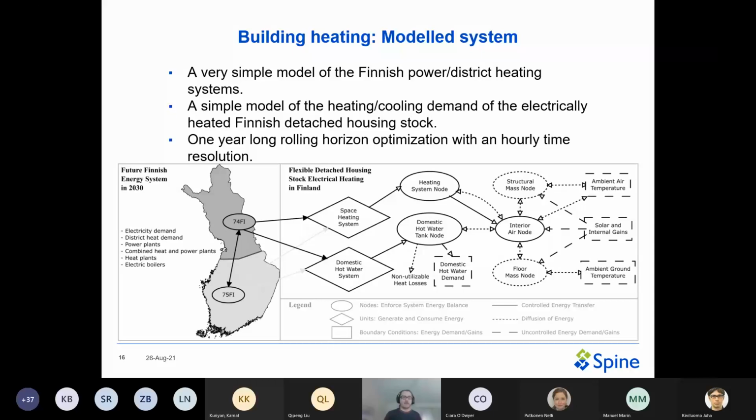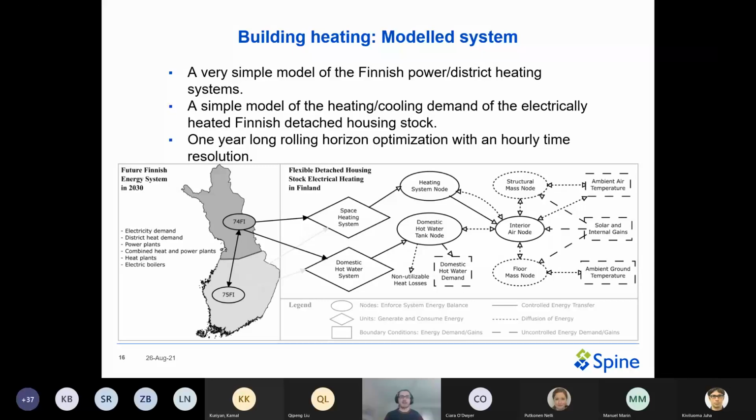So basically, what's on the rightmost edge of the figure is what depicts the building heat demand dynamics. And what we have in the middle here is the simple depiction of the heating systems in these buildings. And these also included temperature nodes for the domestic hot water tank, as well as the hydronic heat distribution system. But where the linking between this building model and the power system model happens is via these units here, which represent the electric heating systems.